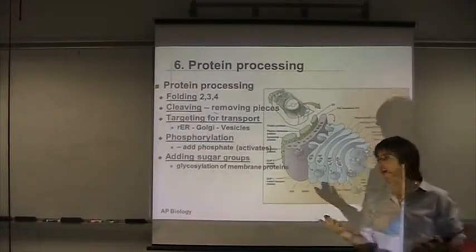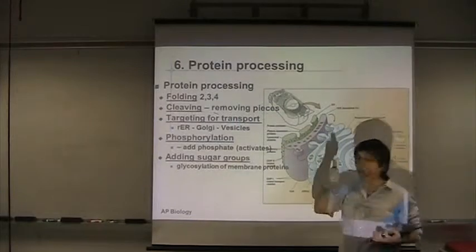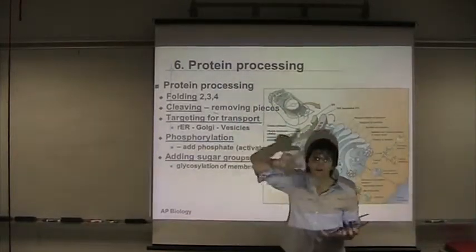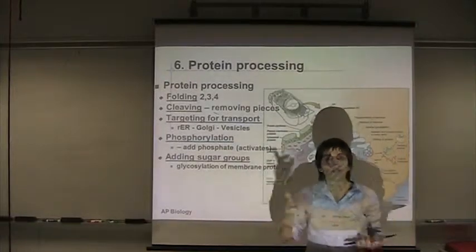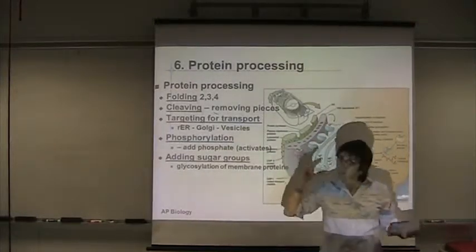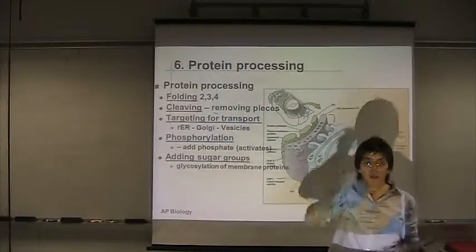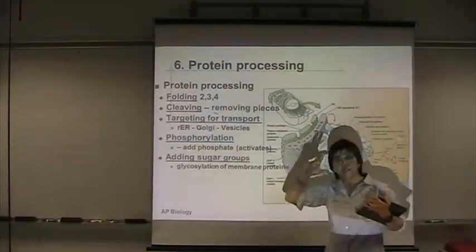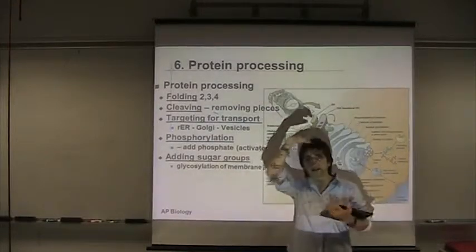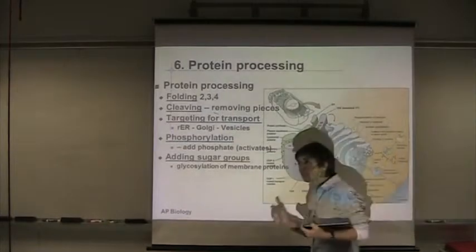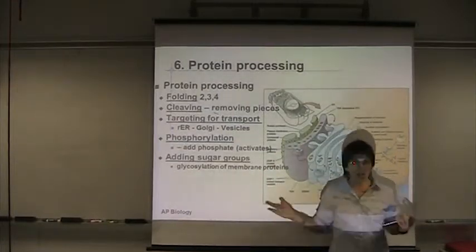What kind of modifications can happen now? First, it needs to fold properly. So that's number one. If it doesn't get to fold properly, all this work was for nothing. So folding. Cleaving. Removing pieces. Sometimes some of the proteins need to be cut up. There are a lot of extra pieces that are signaling molecules that need to be removed. If these pieces are not removed, nothing happens.